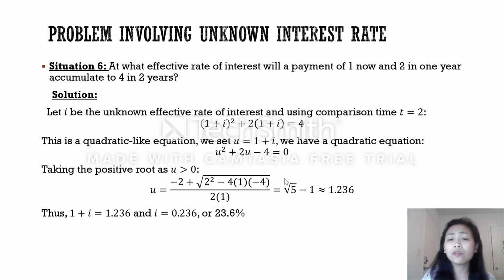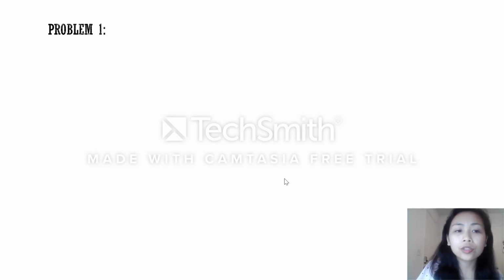So for the problem involving unknown interest rates, we really have to solve a polynomial equation. And I consider this problem the hardest one in time value of money because the question requires you to know how to solve a quadratic equation. So compared to the other type of question, which is unknown time, this question is a little bit harder. So that is about time value of money. Now we are going to try some problems.